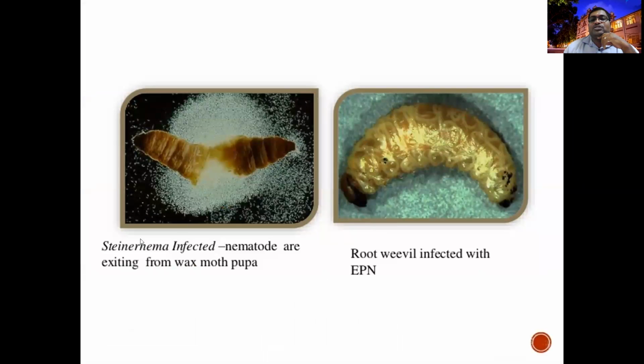These pictures show an insect cadaver. We call it a cadaver, meaning a dead insect, or a non-motile insect, and how you can see the entomopathogenic nematodes there. The root weevil infected by the EPN, you see inside the grub body is filled with nematodes. Thousands and millions of nematodes. Here, nematodes are exiting the waxmoth pupa. You see how many nematodes, millions, are coming out.